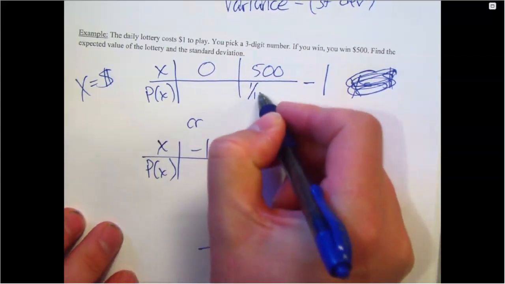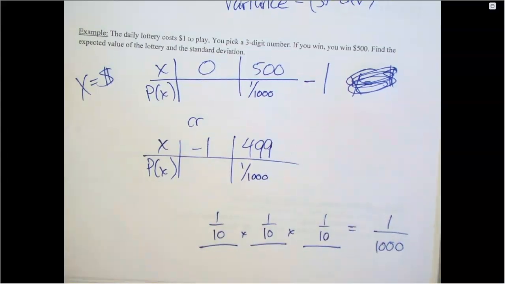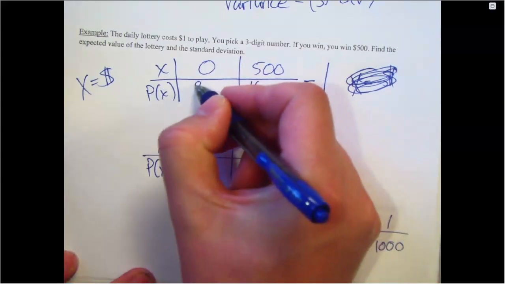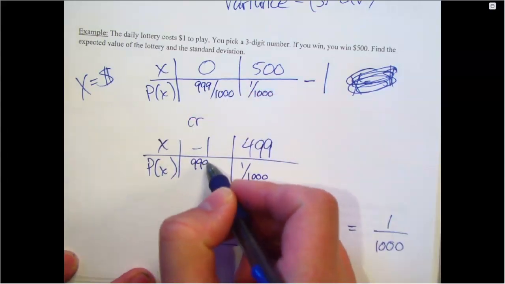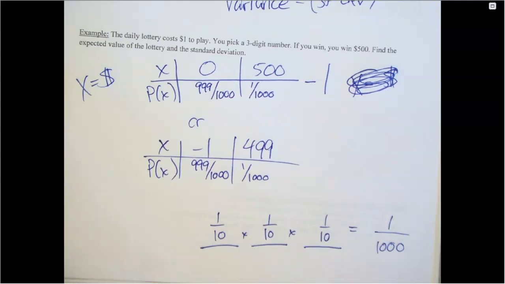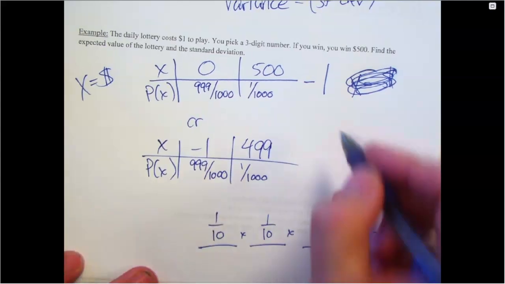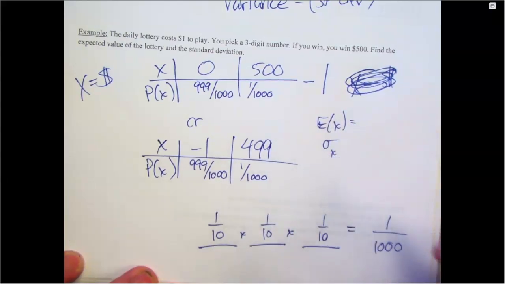That's what's here, or here, depending on which version you were using. And then what's the probability I don't win? 999 out of 1,000. So I want to find the expected value, and I also want to find the standard deviation.